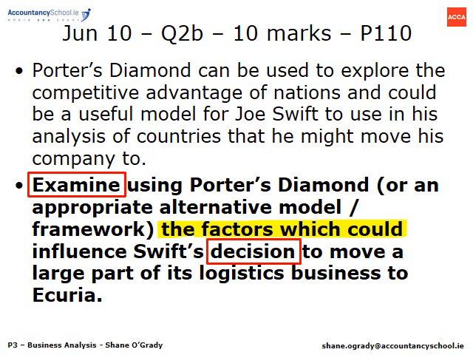This is the one from June 10, question 2B. Examine using Porter's Diamond or an appropriate alternative model or framework the factors which would influence Swift's decision to move a large part of the logistics base to Acuria. So like I've mentioned a couple of times at this stage, the straightforward situation: we're in country A on one side of the valley, over there is country B on the other side. Should we move? Should we hop across the valley? In this case, the other side of the valley is this country called Acuria.